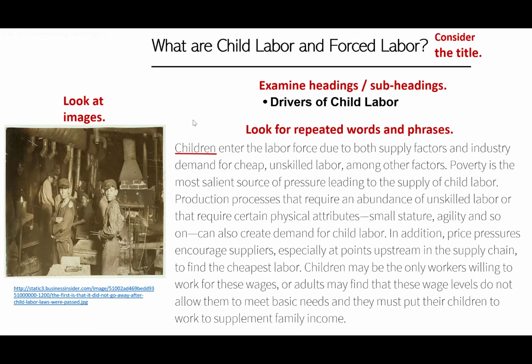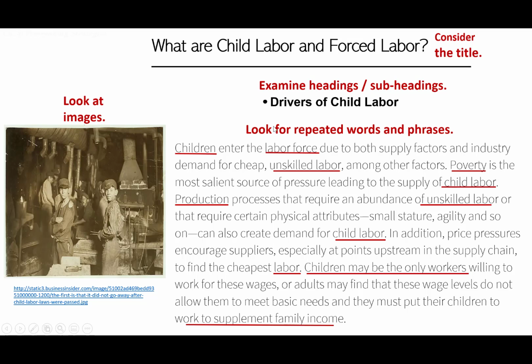And then we're going to skim through this and look for repeated words and phrases. So even from the title on the picture, we would say, right, children, child labor. You see unskilled labor, labor and children over and over again. What are some synonyms or things that go along with that? We see production, price pressures, wages, wage levels. So these also are words that are similar and that go together, and that kind of give us a picture of what we're reading. Work to supplement income.